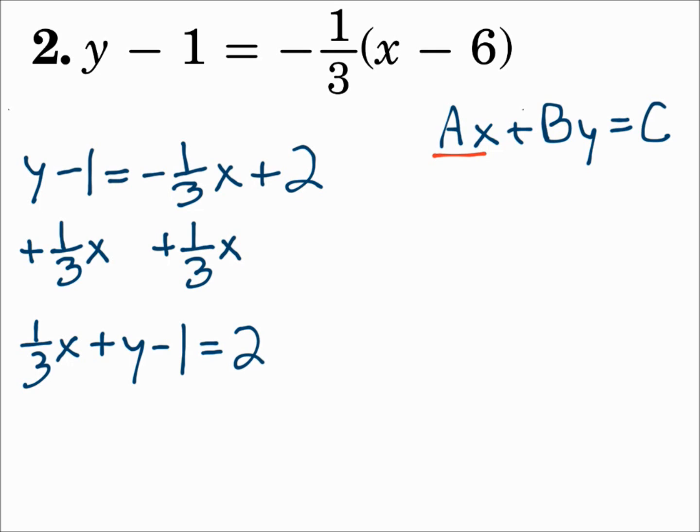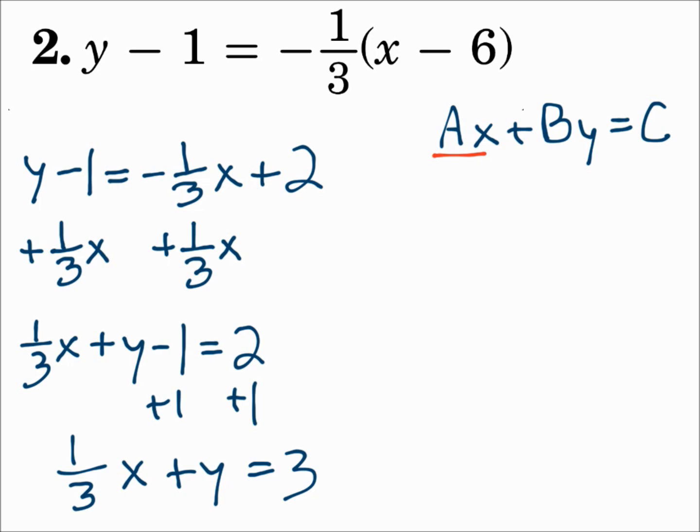I've got the x's first, then the y's. I need to move that 1 over to the right. It's a minus 1, so add it to both sides. Now I've got my x's in the right place, my y's in the right place, and my constants in the right place. Are a, b, and c integers? No. A is 1/3. B is 1 for 1y, and c is 3. But I can't have 1/3.